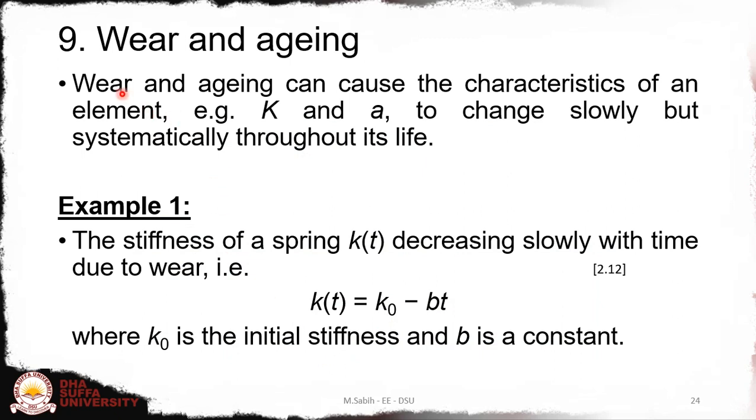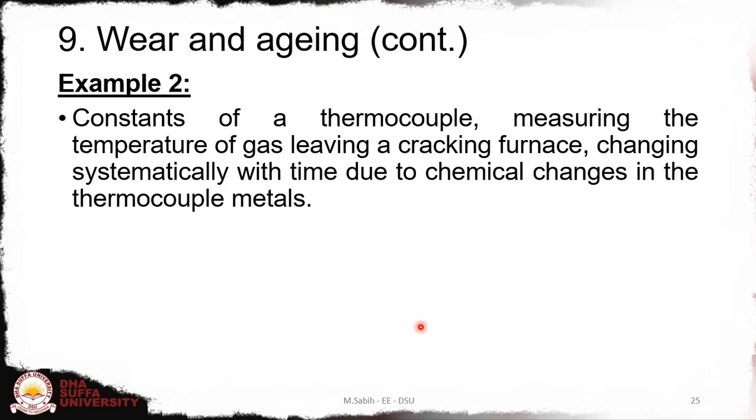Wear and aging can cause the characteristics of an element, for example K and a, to change slowly but systematically throughout its life. Now again, we are talking about the sensitivity of the element and the bias. It will change gradually throughout the life. So for example, this is an example of a spring constant. The spring constant equals K naught minus bT. K naught is the initial stiffness and b is a constant. And with the passage of time, the stiffness K will change. So the more time passes, the more it will be changing.